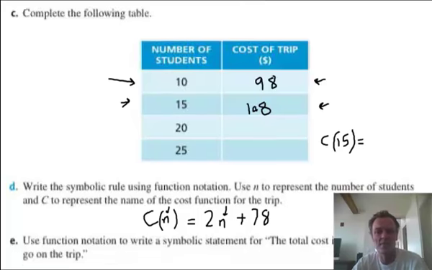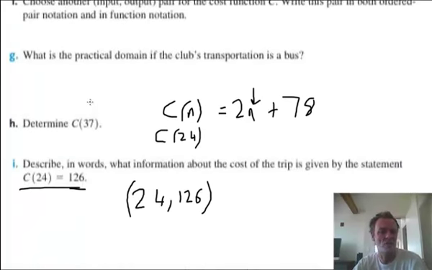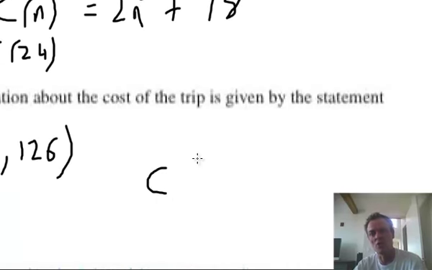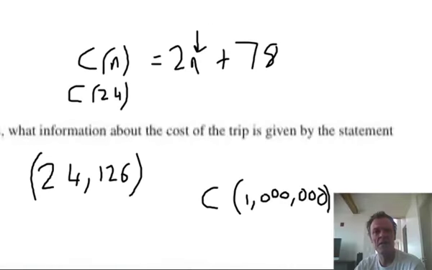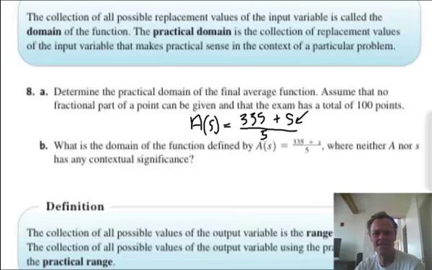Like I say down here, they've said, what's the C of 37? 37 students going on a trip. I wouldn't ask what's the cost for 1 million students. I'm not going to do this. I could put it into the equation and get some crazy answer out, but I'm not going to do that.